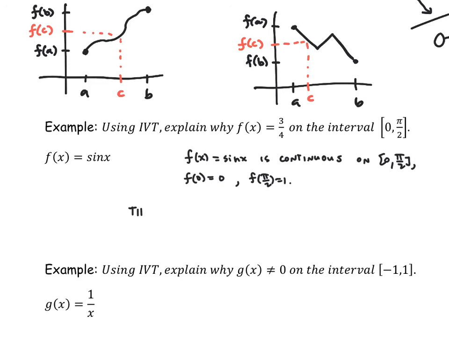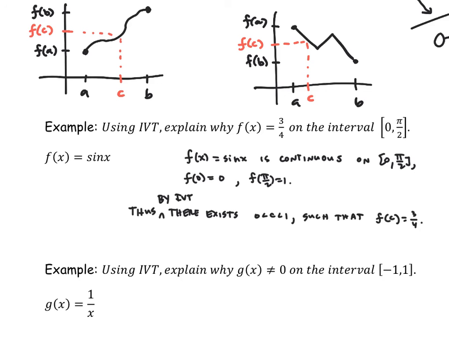Thus, there exists a value c between 0 and 1 such that f of c equals 3/4. Okay, I forgot to say thus by the intermediate value theorem. There exists a value c between 0 and 1 such that f of c must equal 3/4.